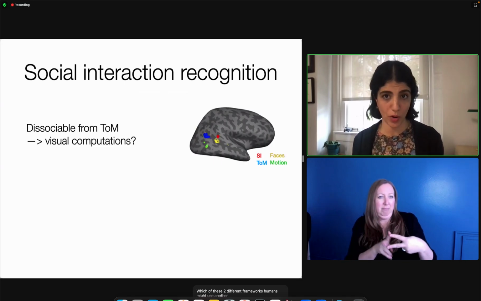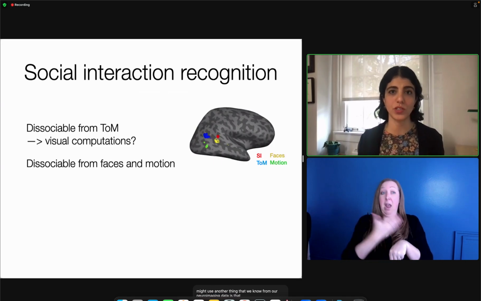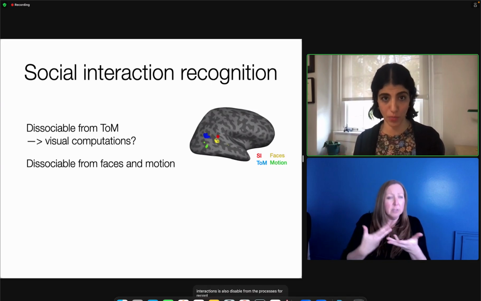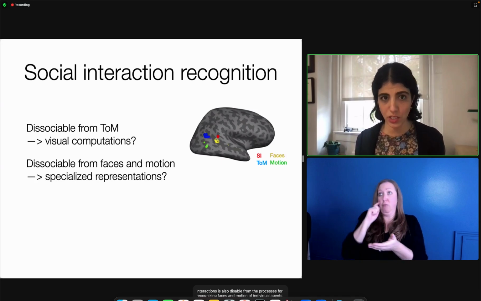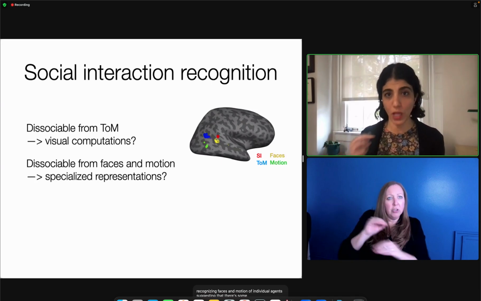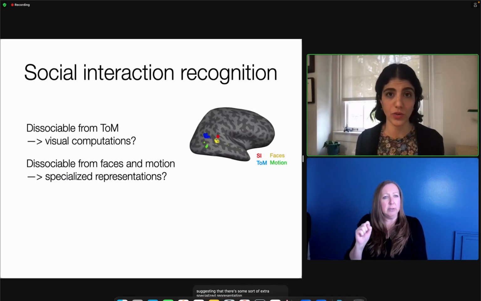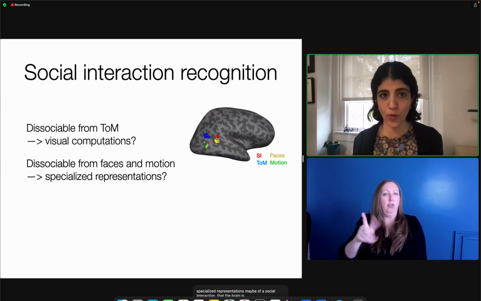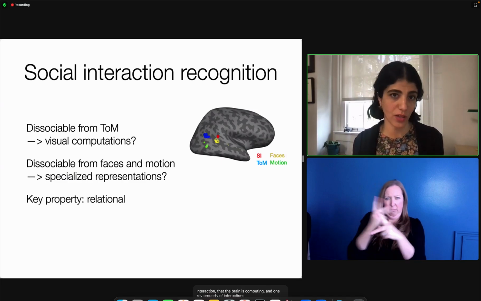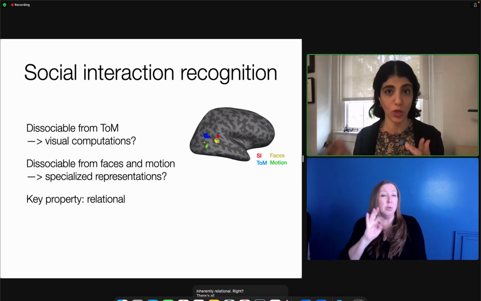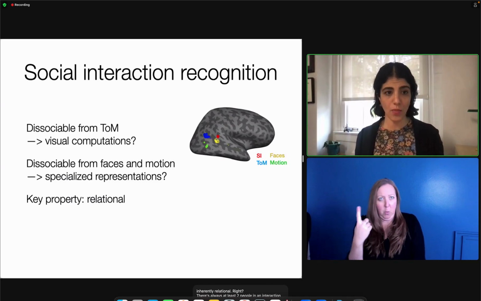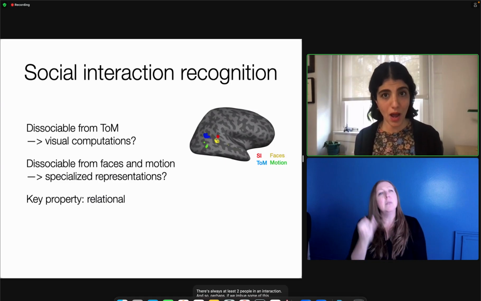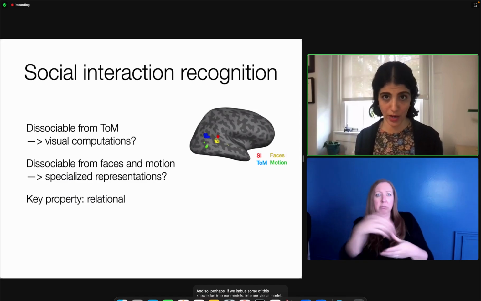Another thing we know from our neuroimaging data is that recognizing social interactions is also dissociable from the processes for recognizing faces and motion of individual agents, suggesting that there's some sort of extra specialized representation of a social interaction that the brain is computing. And one key property of interactions is that they're inherently relational, right? There's always at least two people in an interaction. And so perhaps if we imbue some of this knowledge into our visual models, they can start to do better.